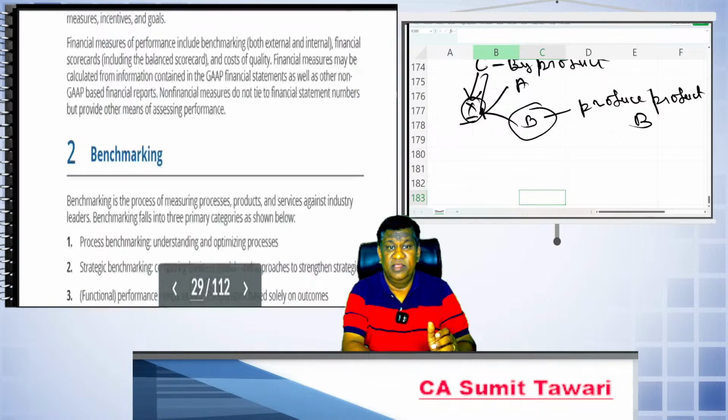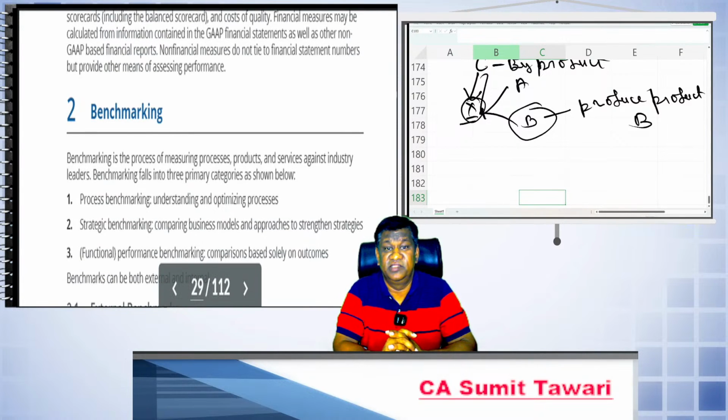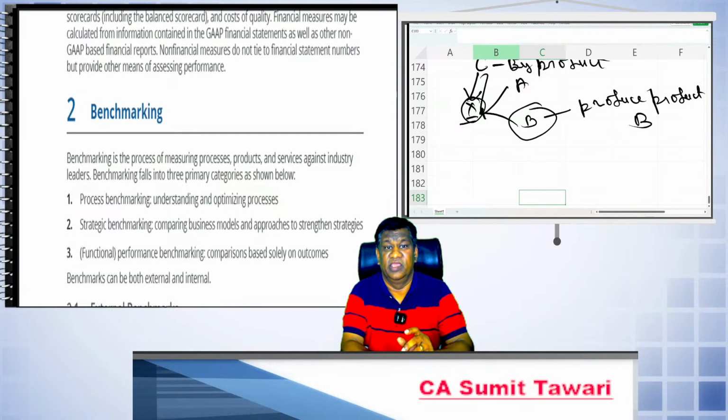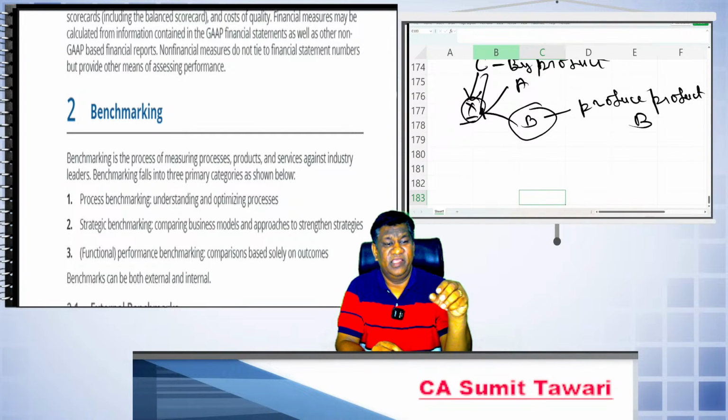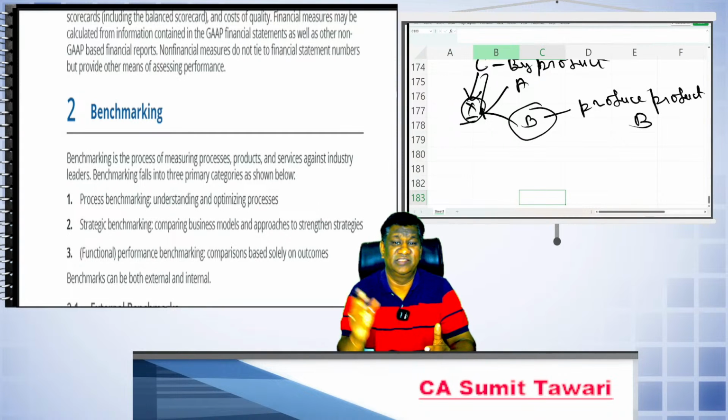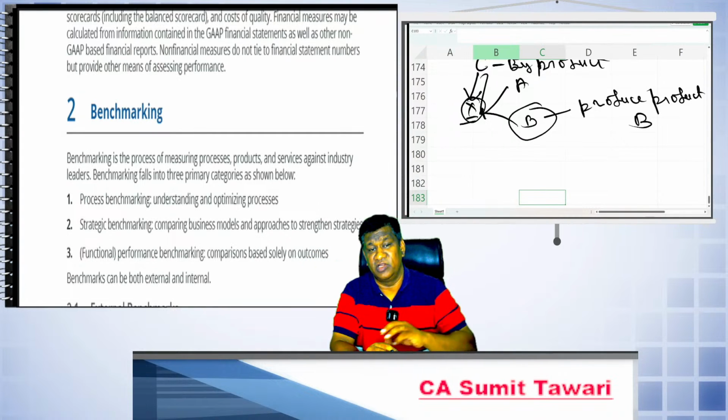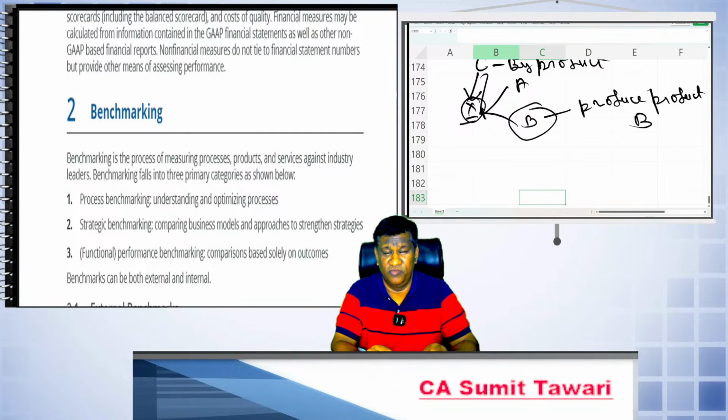Then benchmarking. Benchmarking is the process of measuring process, product and service against industry leaders. There are three types of benchmarking. First is process benchmarking: understanding and optimizing process. For example, if you want to make a payment to your vendors, it is not that you get a call from your vendor and then make the payment. You need to first see who raised the purchase order, and whether the purchase order is authorized properly.